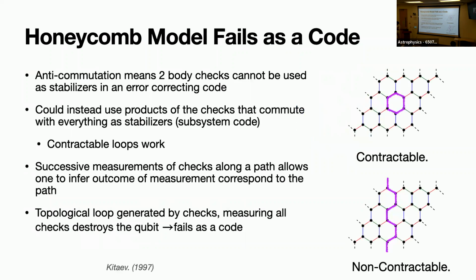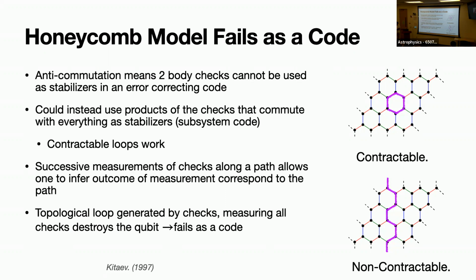The first reason is that because the checks of the honeycomb code all anti-commute with each other, we can't use them as stabilizers in an error correction code. Measuring two anti-commuting operators won't tell you anything about whether or not an error has occurred. We could try to be clever, and instead of using those two-body checks as stabilizers, use products of these checks that do mutually commute with everything as stabilizers. And indeed, there are such products.